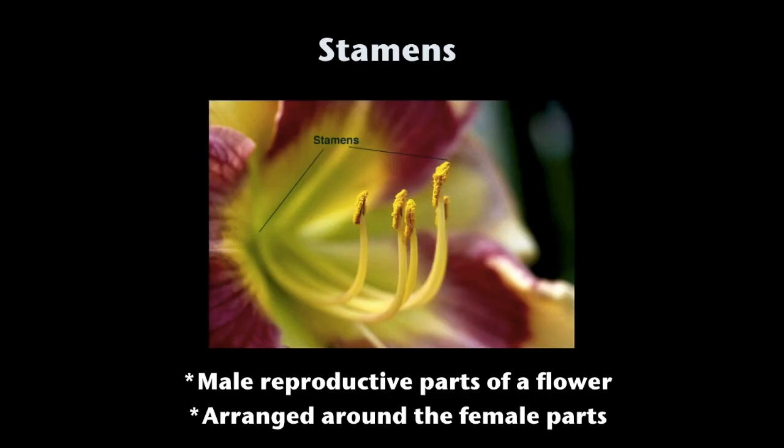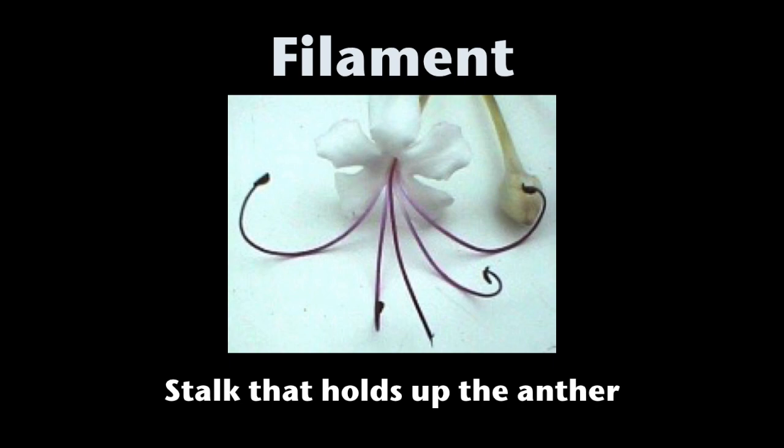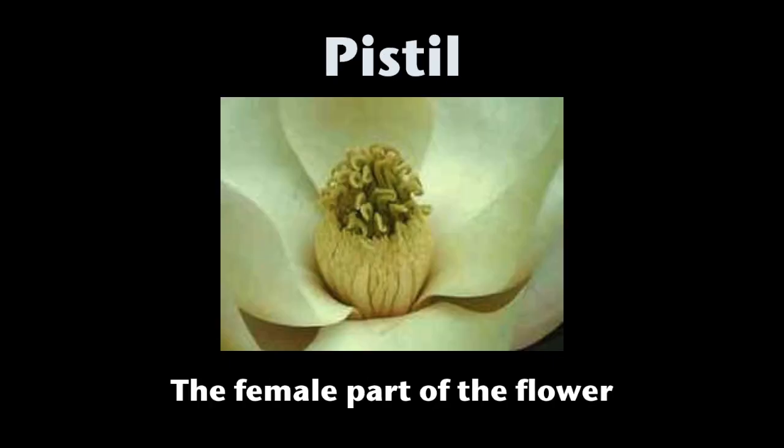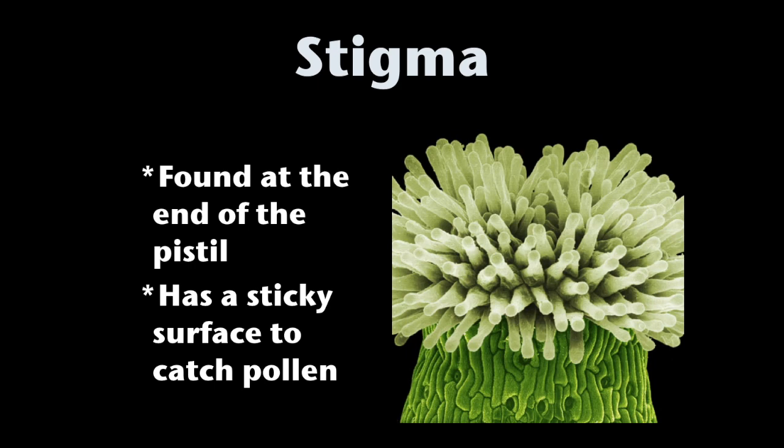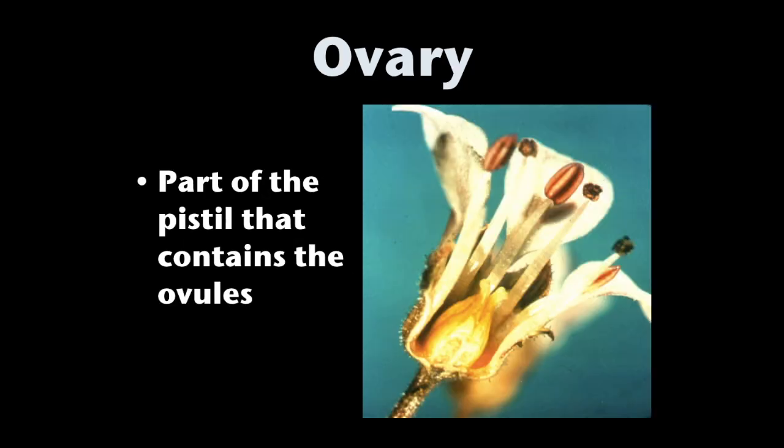The stamen is the male structure, and this is usually surrounding the female structure in a monoecious plant. The anther is part of the stamen that produces the pollen. This is usually at the very top or tip. The filament holds the anther. Then we move to the female part, the pistil or the carpel. The stigma is the top sticky part, sticky stigma, that catches the pollen. The style is the tube that the pollen has to travel down. The pollen will make a little pollen tube, and this is going to dig through the style, which is the neck of the pistil.